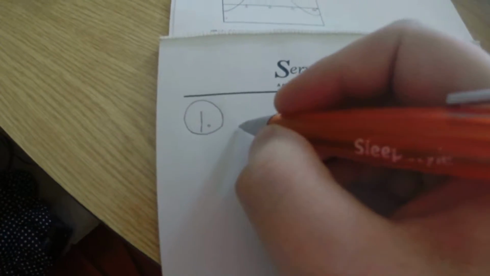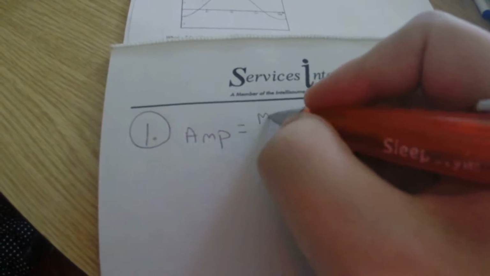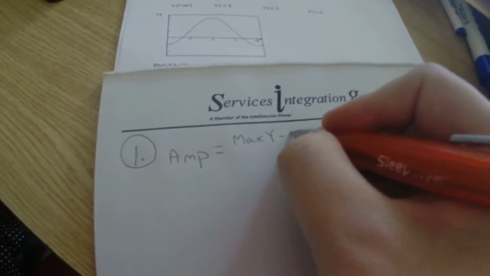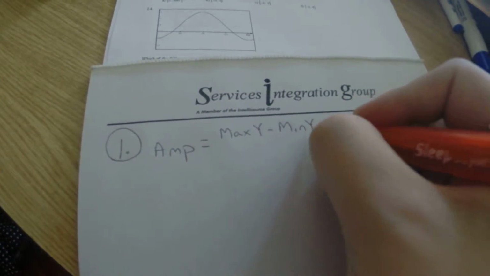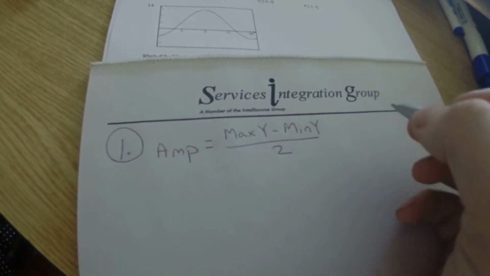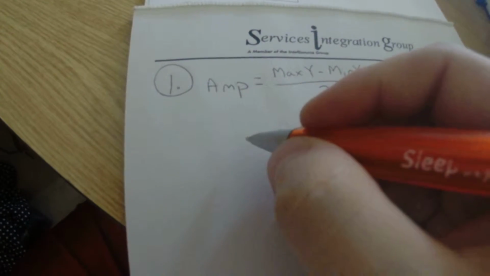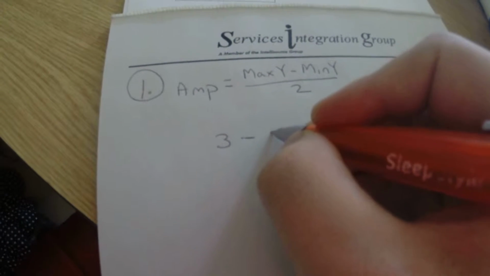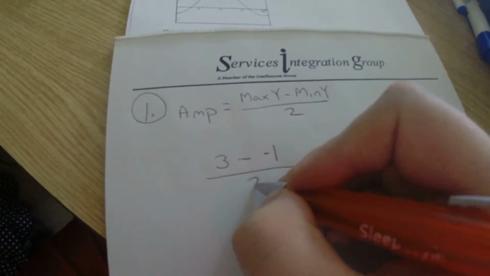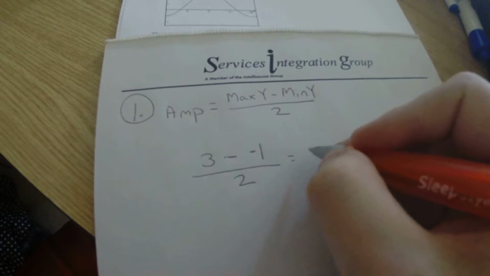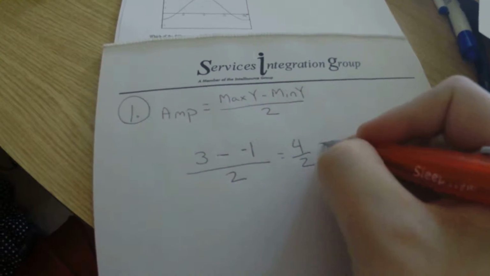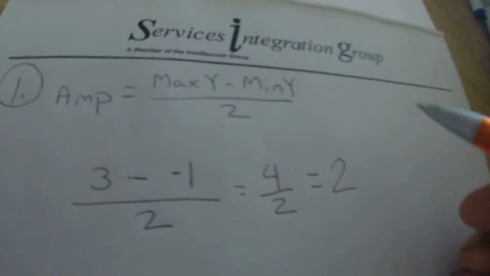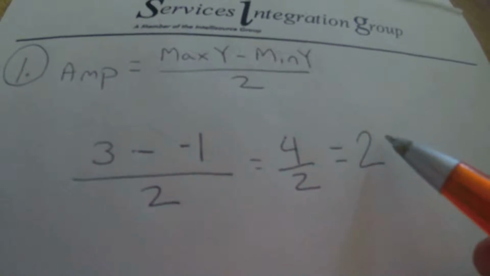The process that I suggested you follow is, first, that you want to find the amplitude. We denoted the amplitude as the max y value minus the min y value over 2. The max y value here is 3 minus the min y value, which is negative 1, over 2. This is going to give me 4 over 2, which is 2. So my amplitude here is simply 2.